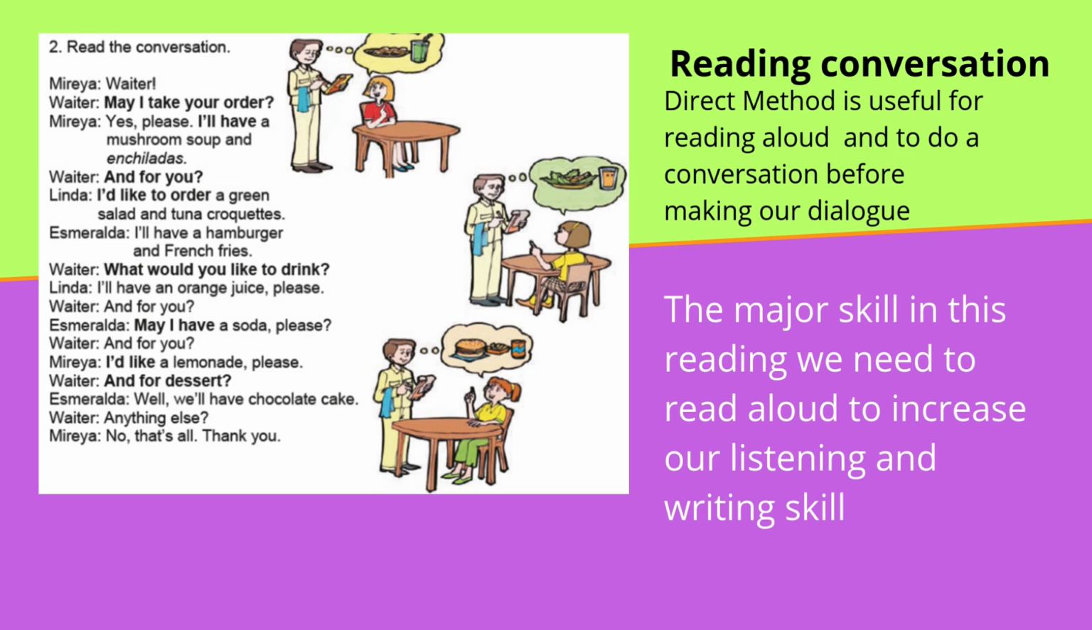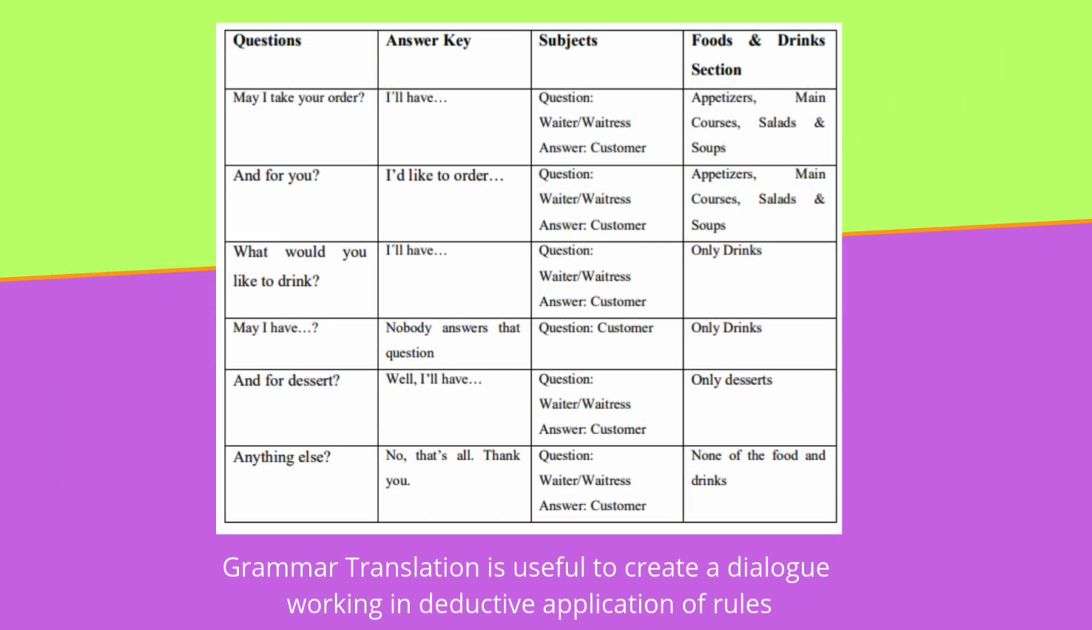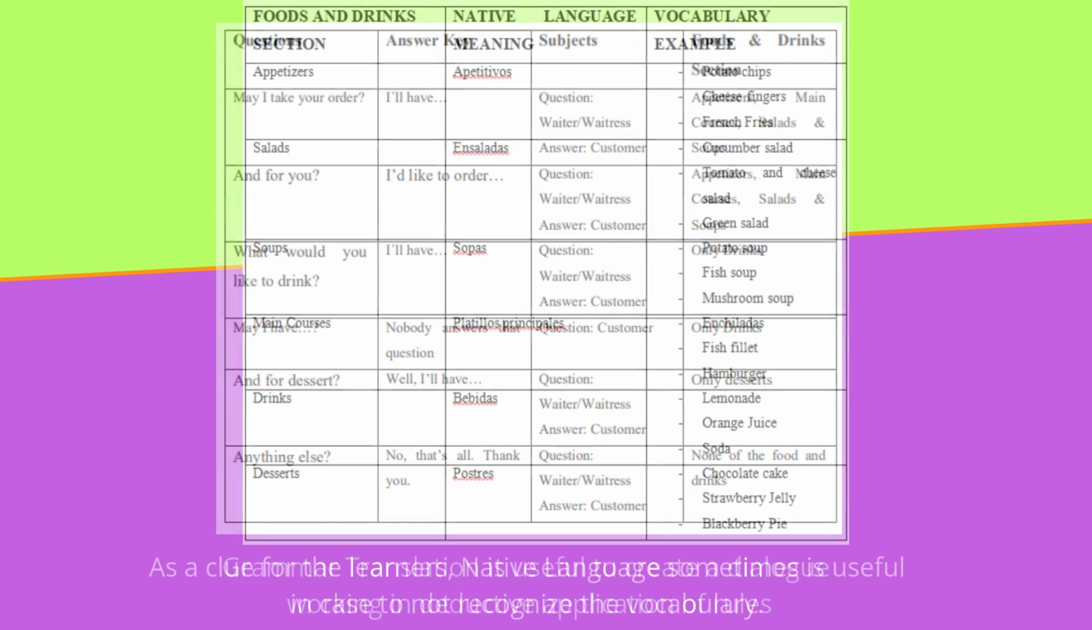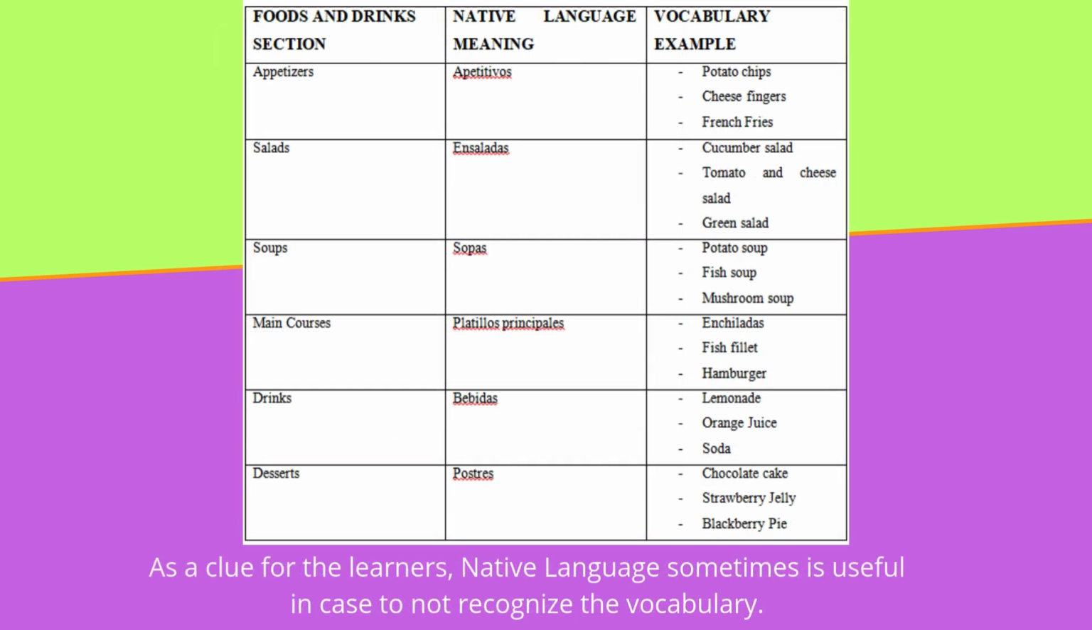Reading conversation is important because we use direct methods for reading aloud to do conversation practice before making a dialogue. The major skills we need to read aloud to increase our listening and writing skills. In this chart, the grammar translation method is useful to create a dialogue working in a deductive application of rules. If you are asking for a native language, sometimes it's useful in case you do not recognize the vocabulary.